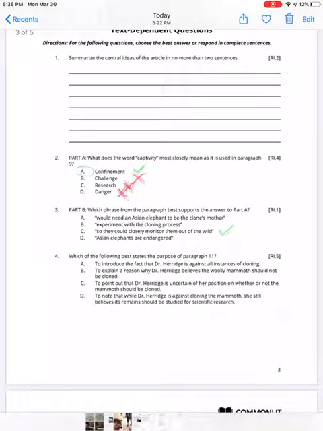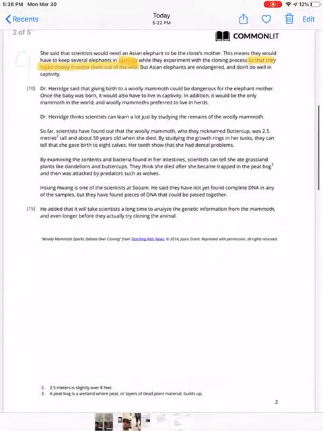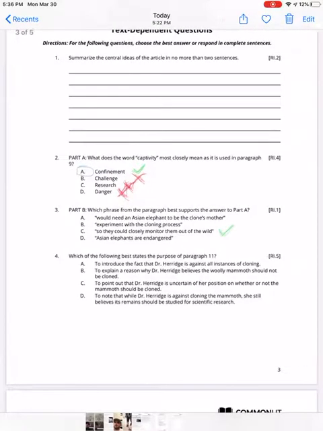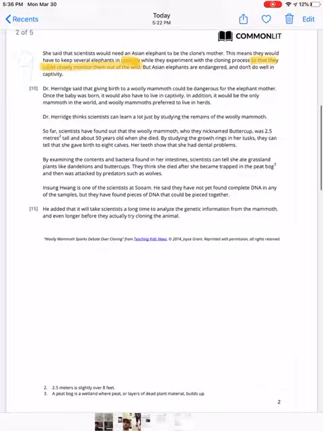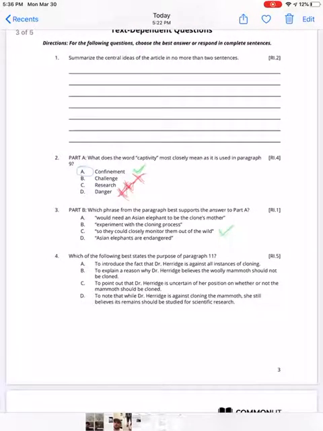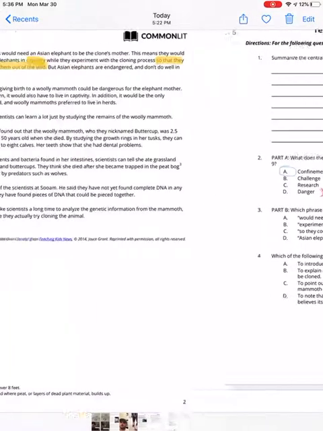They're not challenging them. I could see why somebody would say research, but they're not researching them. They're not endangering them. They're putting them in confinement. A way that we can tell this, by the way, is to replace the word captivity with the word confinement. So let's look here. This means they would have to keep several elephants in confinement while they experiment with the cloning process. Does that make sense? If it makes sense, then that's the correct definition of it.